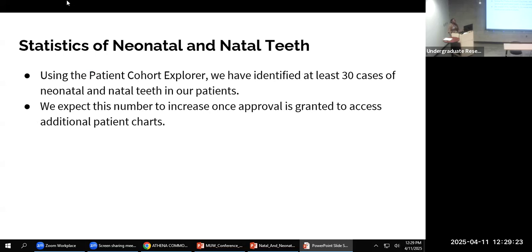Now the statistics on it. Using the Patient Cohort Explorer, which is our private patient database, we have identified at least 30 cases of neonatal and natal teeth in our patients. We expect this number to increase once approval is granted to access additional charts.